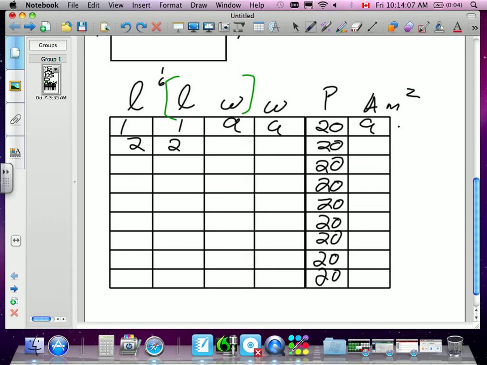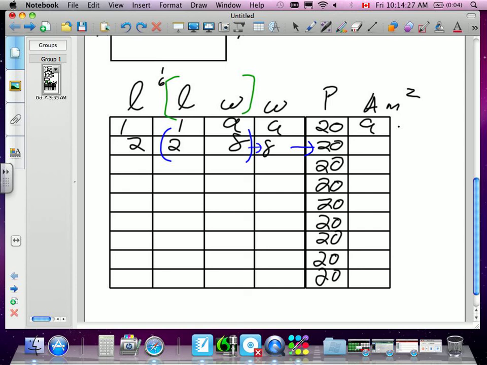I get 16 divided by 2 is 8. So when I add 2 plus 2, I get 4. 4 plus 8 is 12. And 12 plus 8 gives me my 20 meter perimeter. And again, we're going to multiply just one of the lengths and one of the widths. Already my area has jumped quite a bit.